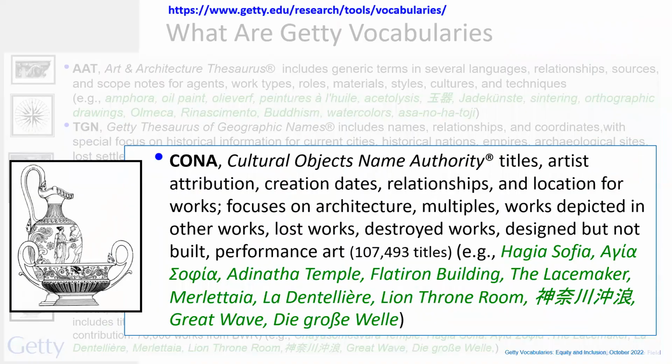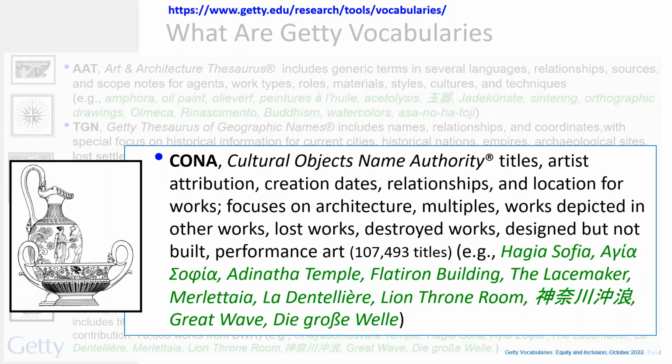And finally, CONA, the Cultural Objects Name Authority. This includes titles and other rich data for works. And our focus on development, however, is on works that are not in repositories, although those definitely are within scope. So we're focusing on architecture, multiples, those are prints, for example, made from the same plate, works depicted in other works, lost works that may be documented, but we don't know where they are on planet Earth, destroyed works, works that are designed but not built, performance art.